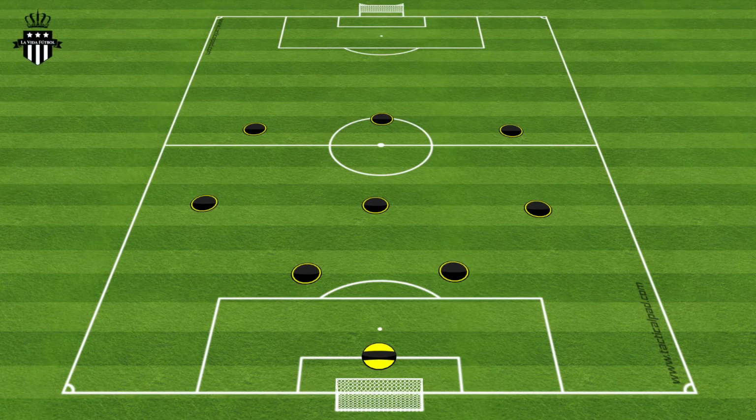If you have players that have the ability to do all these things and have moved on to spatial awareness, then you can start getting into some tactics.